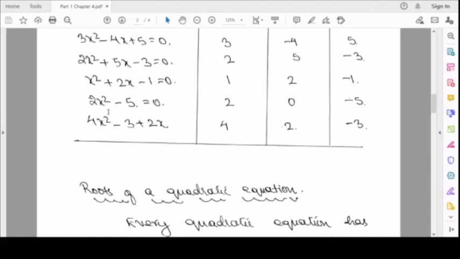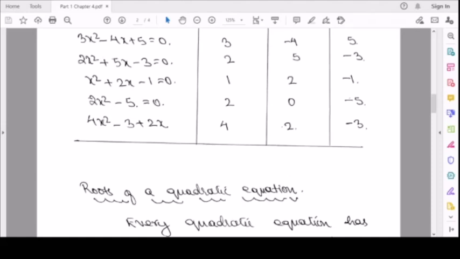Here the power of x is 2. In the second term there is no x. In the third term the power of x is 1. Therefore, in choosing the coefficient, you have to look for the numerical value that is together with x squared or x.